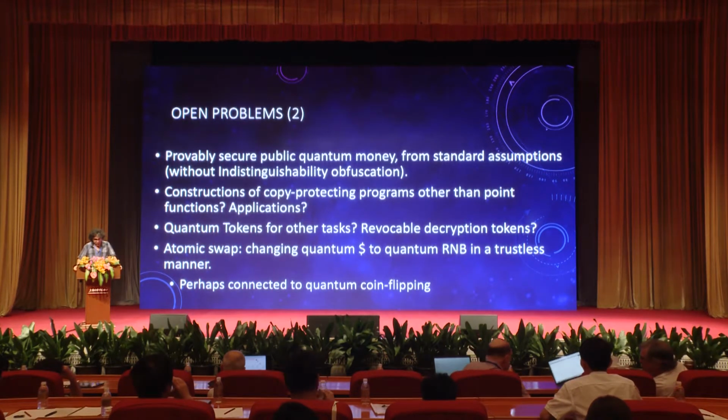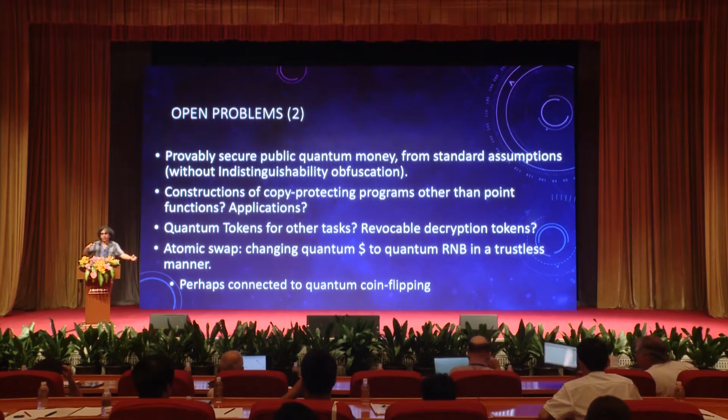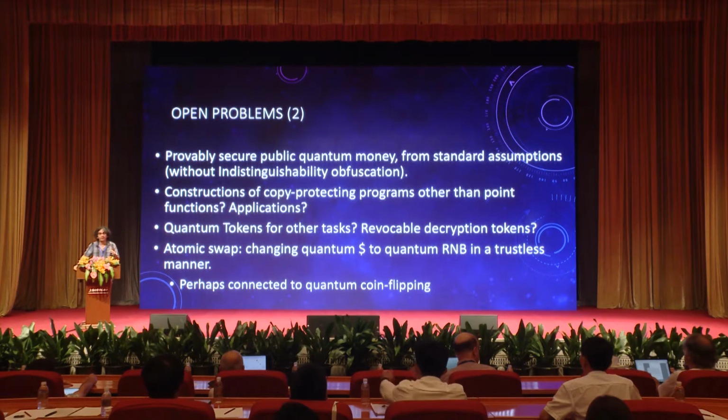One last application is called an atomic swap. So imagine that you want to change dollars to RMB. Okay. So when you change, someone moves first, right? Someone gives the dollars and gets the RMB, or vice versa, right? So is there a way to do it in a trustless manner, right? That even if any of the parties cheat, you still get your coins back. Yeah, it sounds hard, right? Perhaps implausible. So prove that it is impossible. But I'll try to give a plausibility argument based on coin flipping.